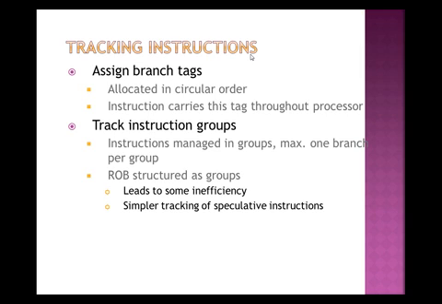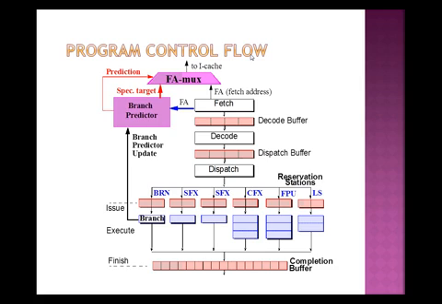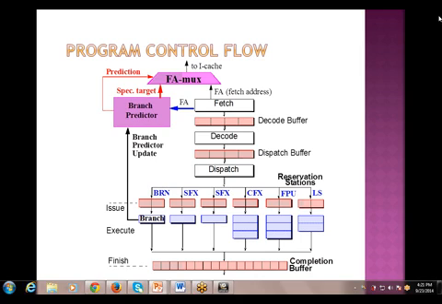Next one is assigning branch tags, that is how we can assign multiple tags to multiple programs. Then we also discussed the track instruction groups. This is the program control flow. This is your FA multiplexer, branch predictor, fetch, decode. We have discussed all these things in the last class.